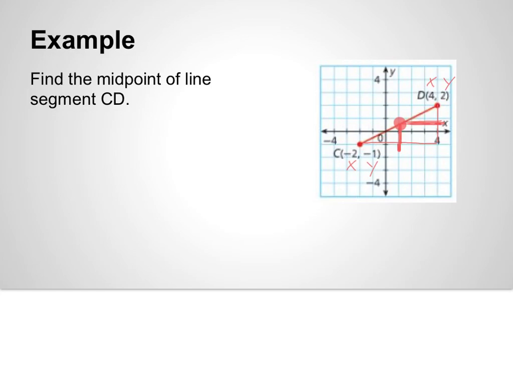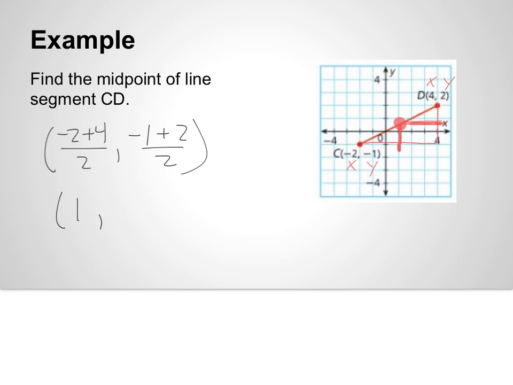Now mathematically, how this would work is this. We want to average the x's and average the y's. My x's are -2 and 4, so for my x coordinate, -2 plus 4 over 2. Then the same thing for my y's. My y coordinates are -1 and 2, so -1 plus 2 over 2. When I simplify those, -2 plus 4 over 2 is 2 over 2, which reduces to 1.